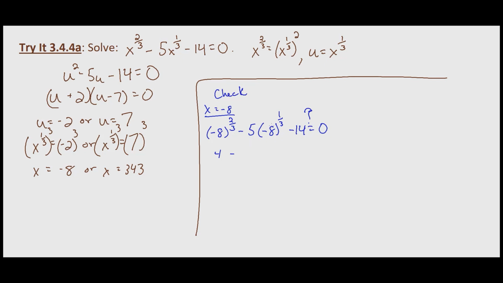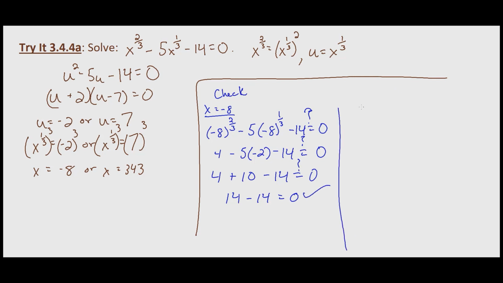And then negative 8 to the 1/3, that's the cube root of negative 8, so that's negative 2. And that's still times 5, minus 14. Does that equal 0? Well, 4 plus 10 minus 14, that's 14 minus 14, which does equal 0. So that solution checks.